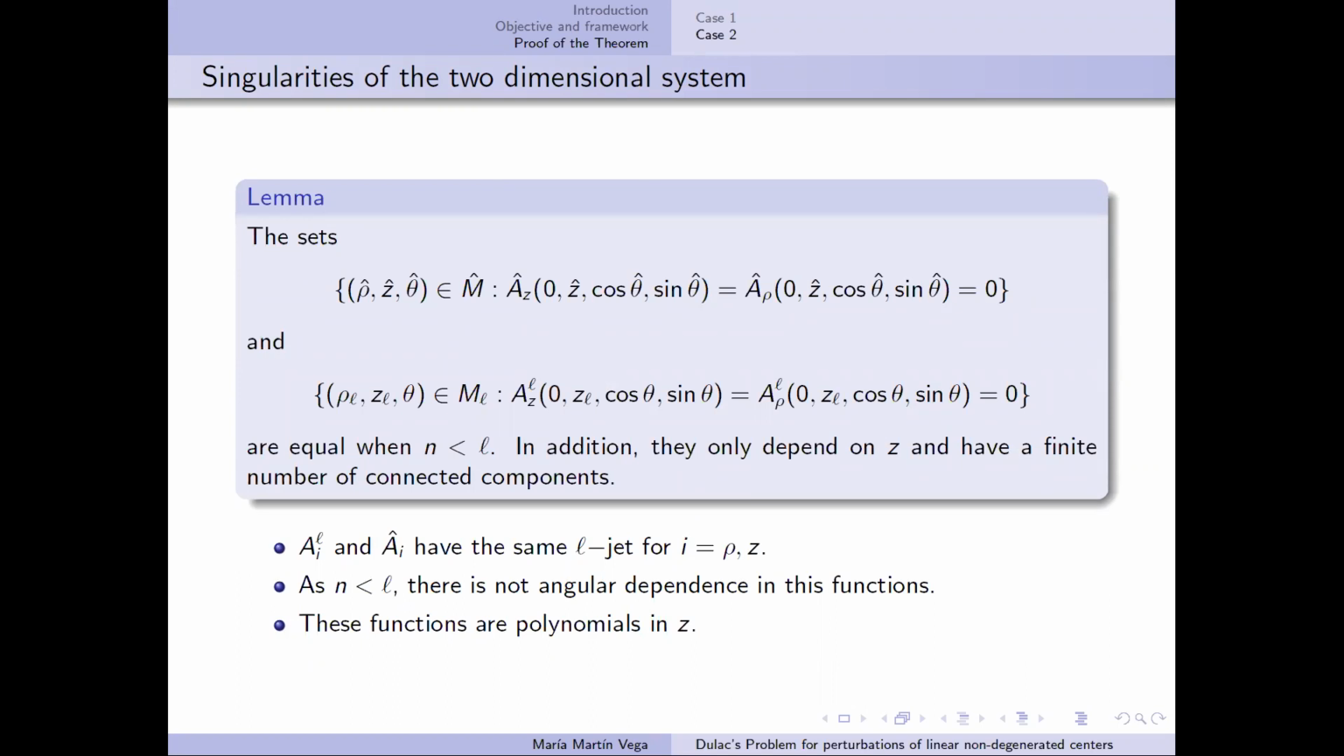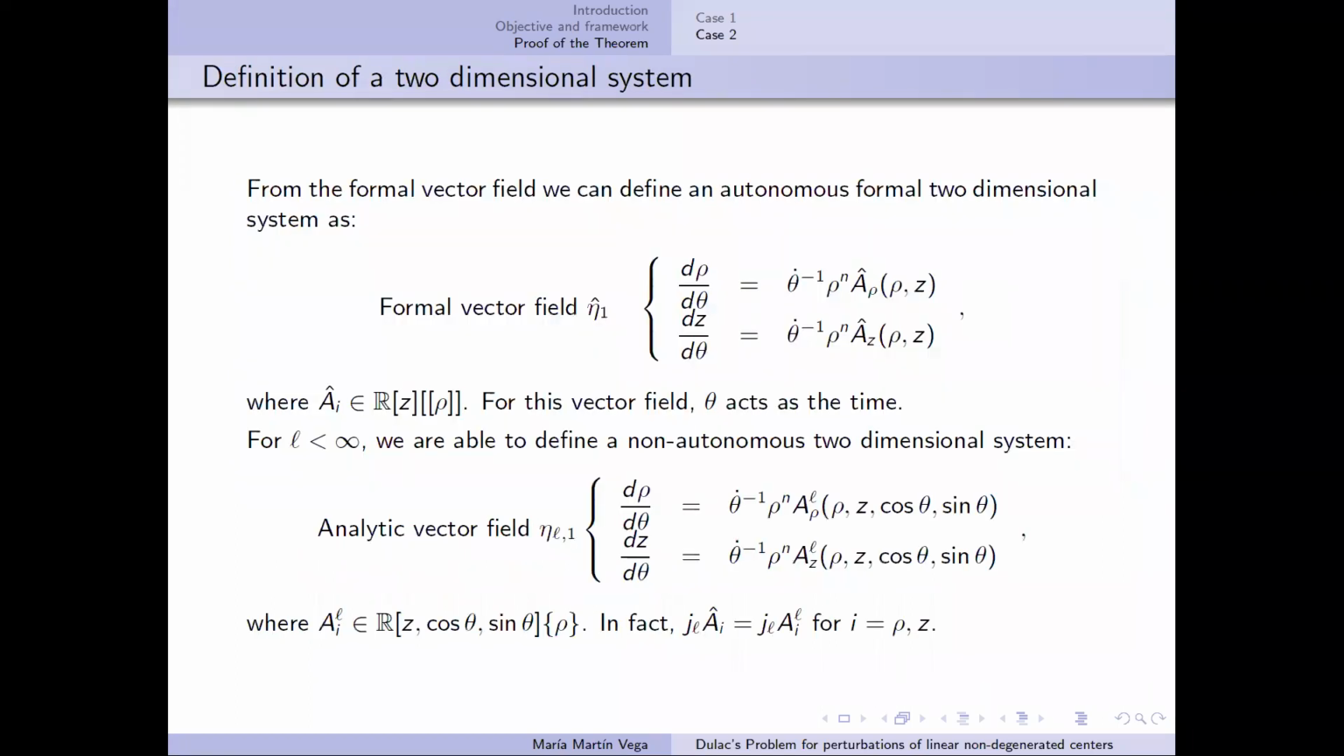This is an immediate consequence of the fact that these series have the same element. And as L is larger than n, we have that the angular dependence is multiplied by some power of rho. So at rho equal to 0, we find that there is no angular dependence, and thus these functions are just polynomials in z, because in both cases they are polynomials in z.